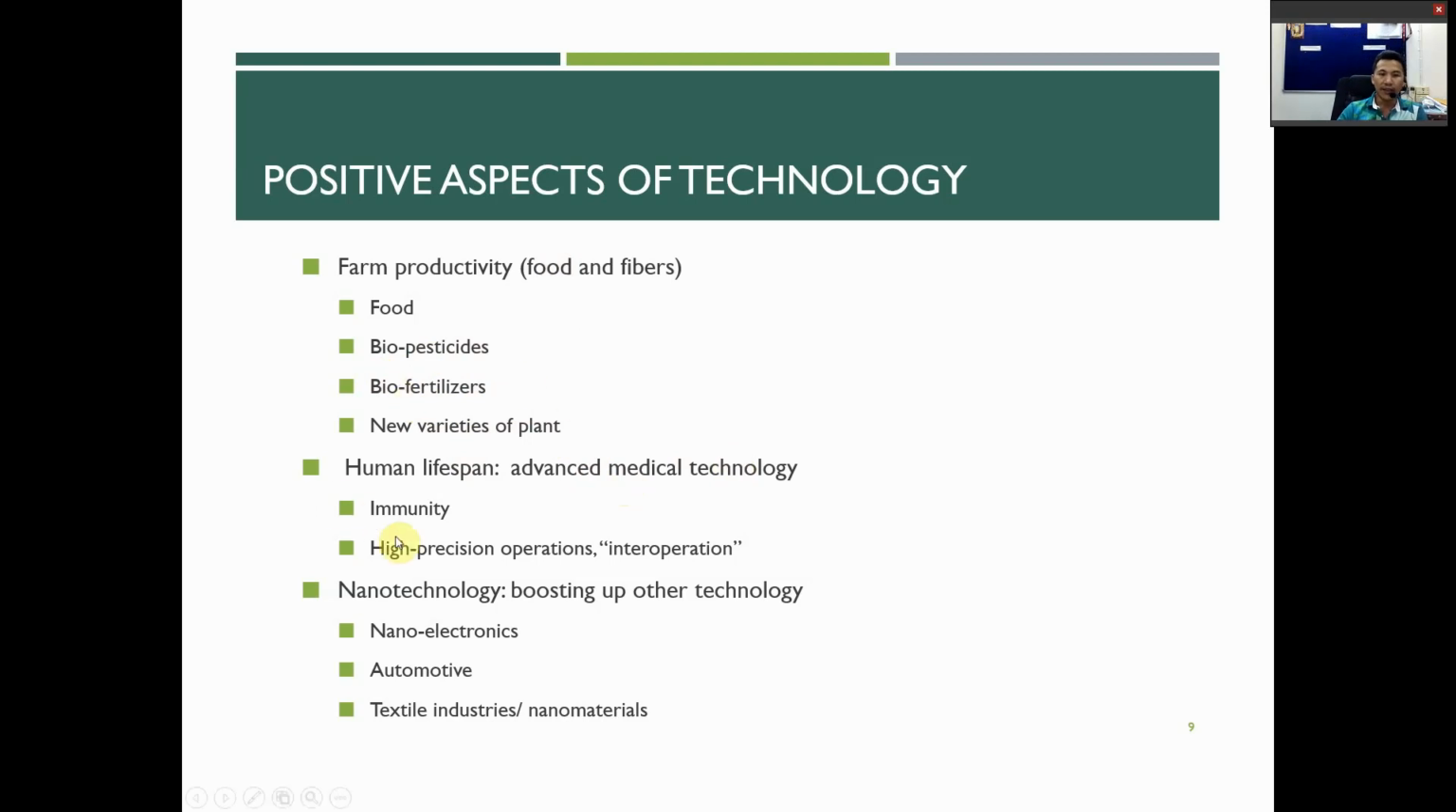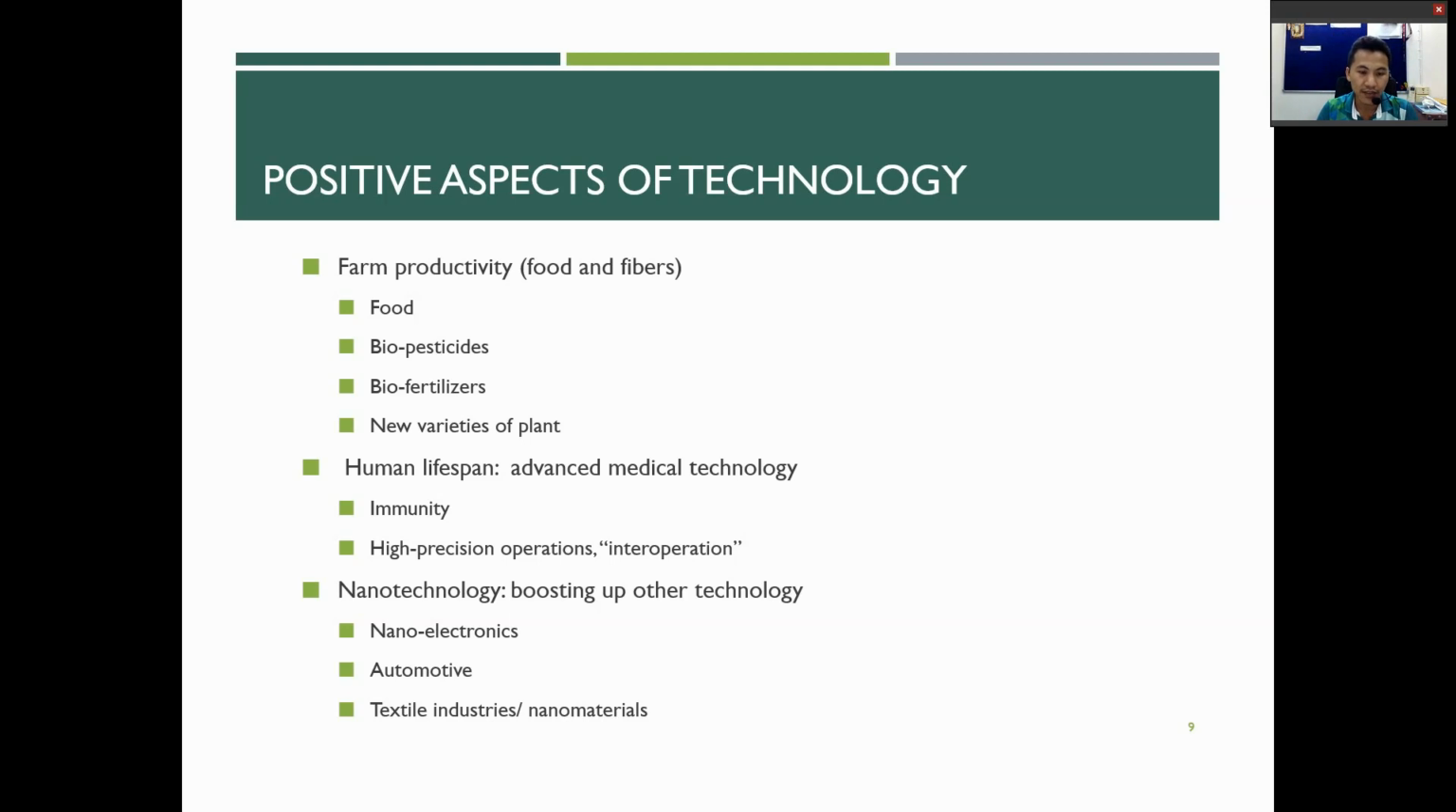The second one is the human lifespan. With the advanced medical technology nowadays, you have better immunity, and you have high precision operations. Basically, they use robots to do the operation job, and that is done in a really systematic way, and also with high precision. So once people get sick, it's going to be more difficult to die when you're sick nowadays, because a lot of medical technology can improve our lifespan.